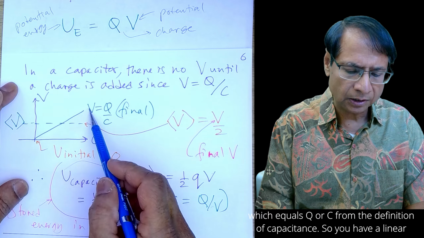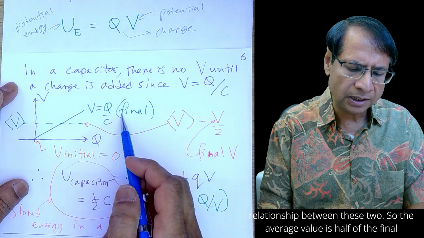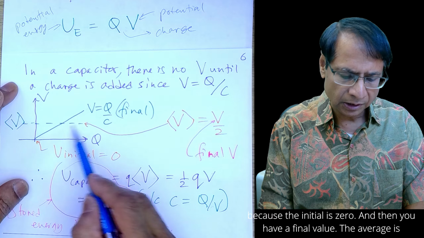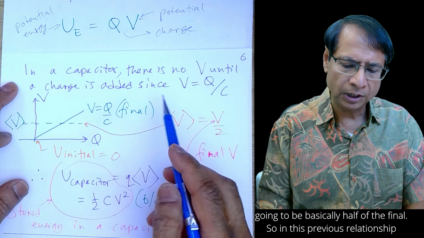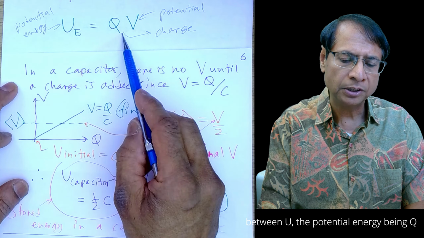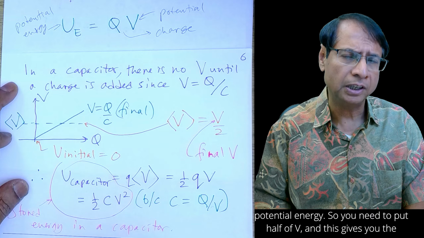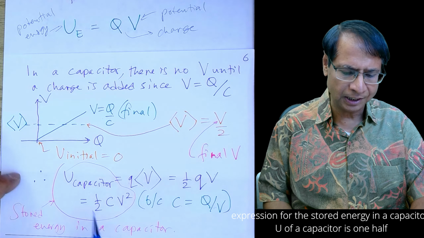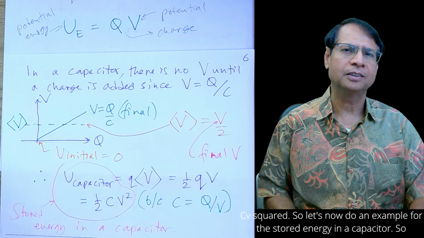So you have a linear relationship between these two. So the average value is half of the final, because initially it is 0 and then you have a final value. The average is going to be basically half of the final. So in this previous relationship between U, the potential energy being Q times V, instead of just the final V, you need to put half of V. And this gives you the expression for the stored energy in a capacitor. U of a capacitor is 1/2 CV squared.